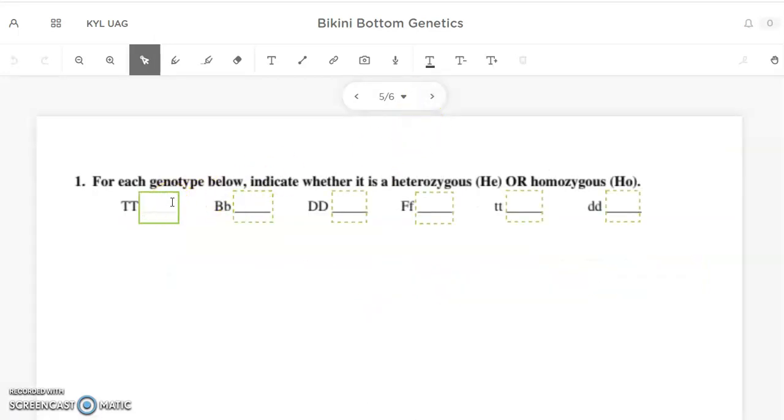All right, this section asks you for labeling heterozygous or homozygous. I do not want dominant recessive, I simply want hetero or homo. I hope you guys know that, James. All right, two capital T's are the exact same thing. So I know the root word homo means same. That is going to be homozygous. Now, if I come over here to a capital F and a lowercase f, that is different. And I know prefix hetero means different. So that is going to be hetero.